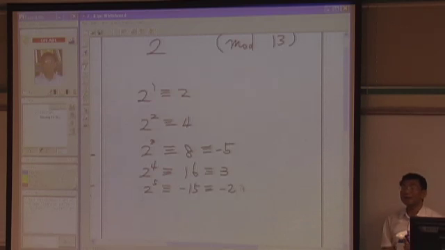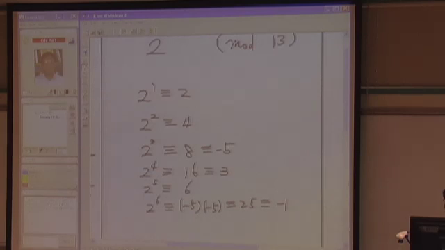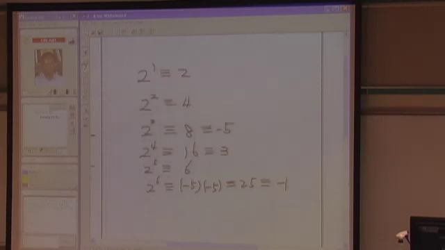Excuse me? Sorry. Yeah, then you lose point, right? 2 times 3 is 6. Simple. And then 2 to the power of 6 equals negative 5 multiplied by negative 5 gives us 25. And 25 o'clock is the same as negative 1 o'clock. Right? 2 to the power of 7 is equal to negative 6.